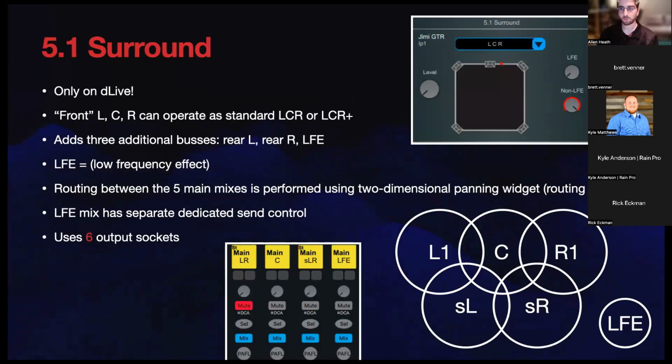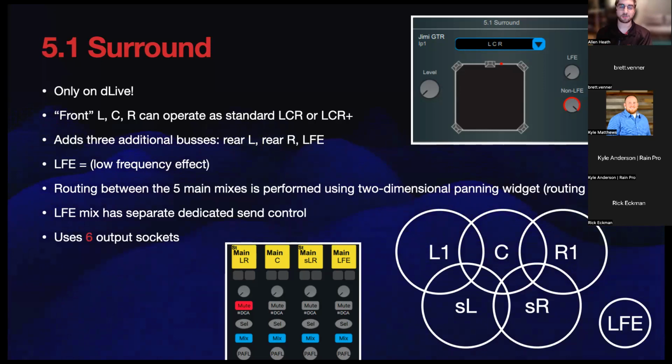Next is 5.1 surround, and that's only available on dLive, as I mentioned earlier. So you have the front left, center, right still the same, and you can have them work in either standard LCR mode, where the center channel stays in the center, or LCR plus mode for the LCR in the front, where you can do that divergence spreading if you choose. But it adds some additional buses. So you have surround left and surround right, which are the rear left and right. And then there's the LFE, which stands for low frequency effects.